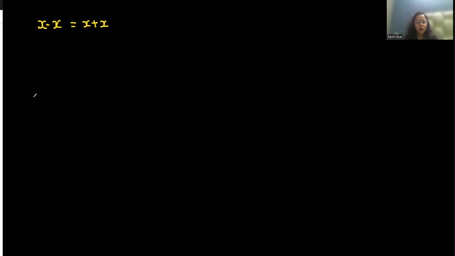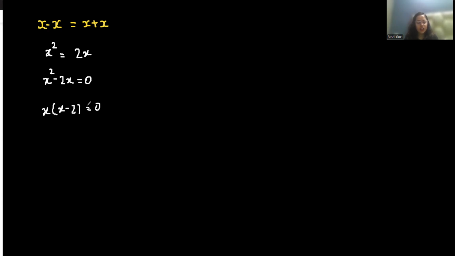So we are told the product of x times x is x squared, and here x plus x I can write as 2x. Now to solve, let's rearrange the equation. x squared minus 2x equals 0. Now notice we can take x as common. So here it becomes x times (x minus 2) equals 0.